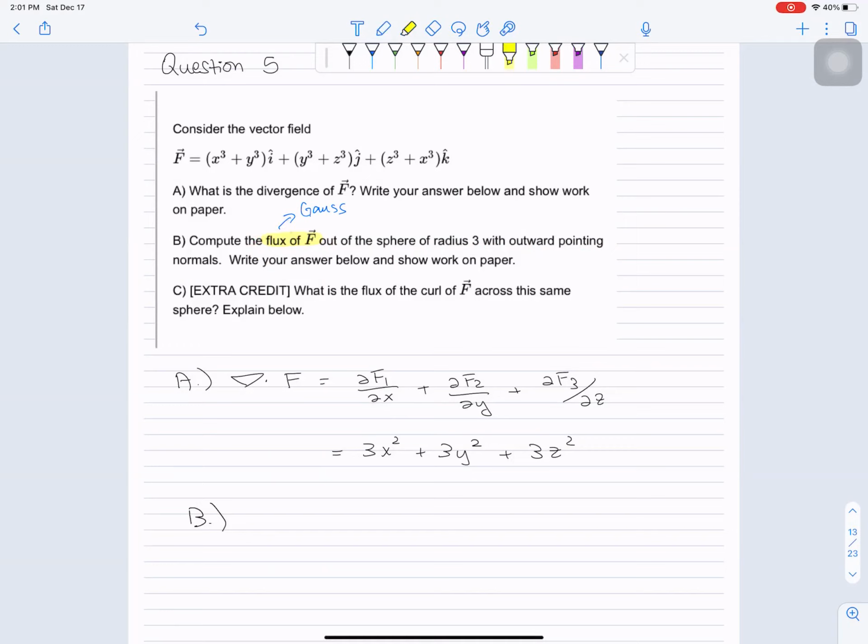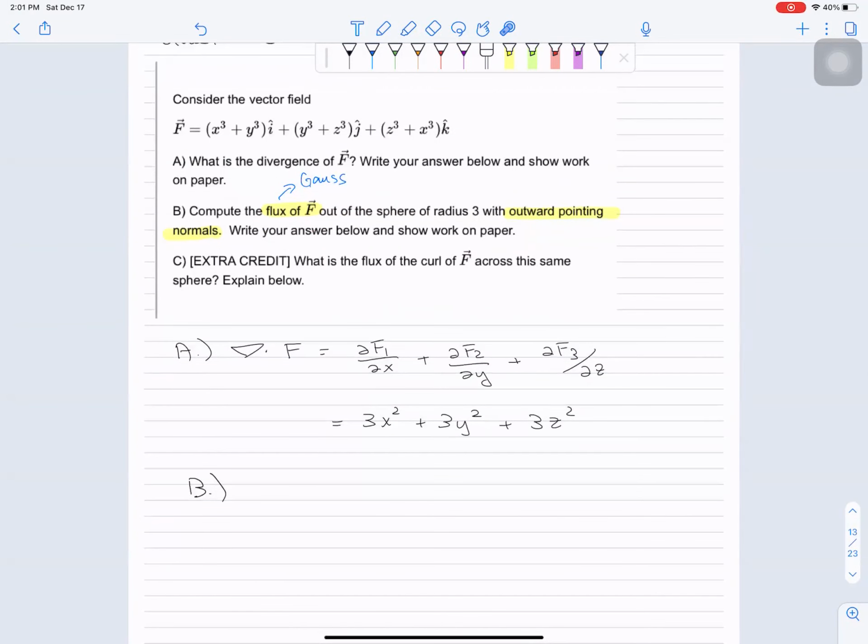What else do I need? They're telling me I have outward pointing normals. Outward pointing normals is the usual direction we take. So we just use Gauss, and whatever we get with Gauss, that's our final answer. If the normals were pointing inward, then that's opposite of what we normally want. So you would do Gauss, and then at the end, take a negative of your answer.